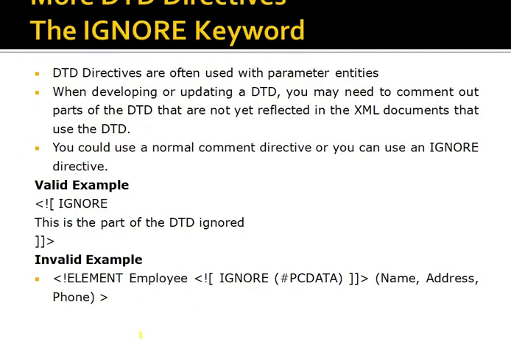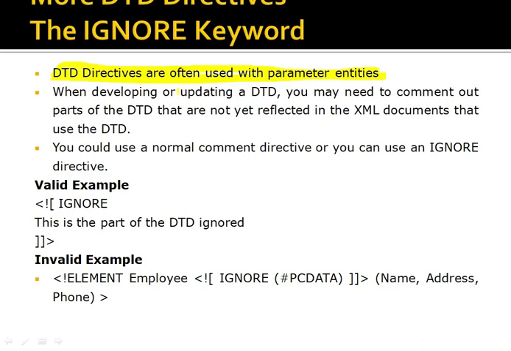Okay, so there are some more DTD directives. These DTD directives are often used with the parameter entities. There are two types: ignore and include. What is ignore? Okay, ignore means what will happen.